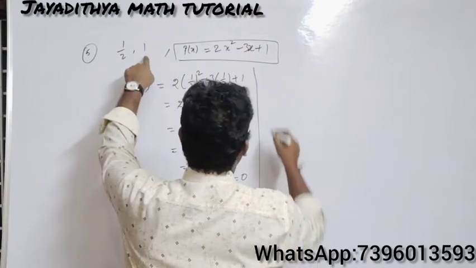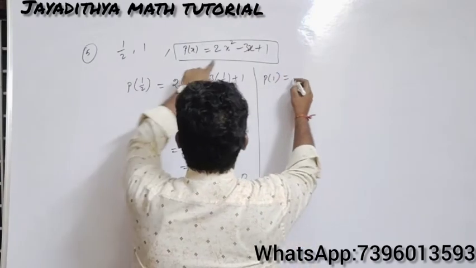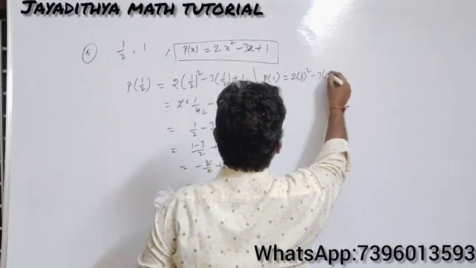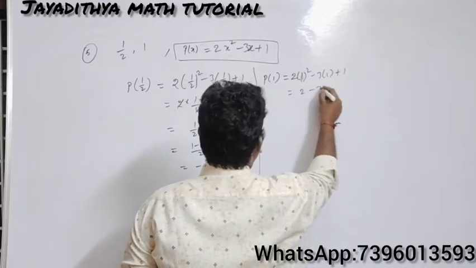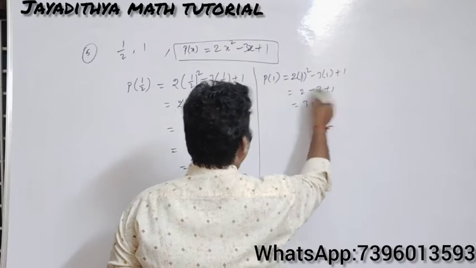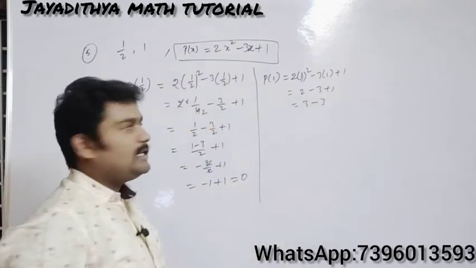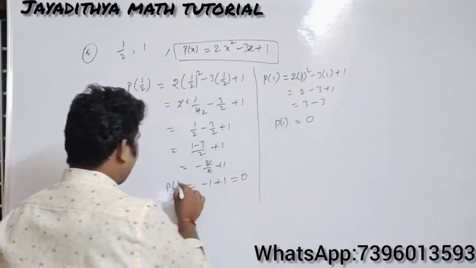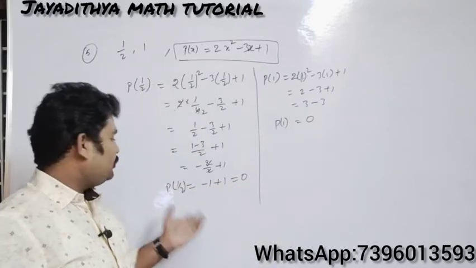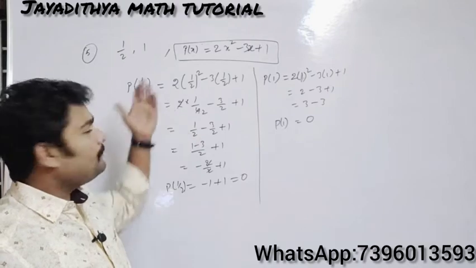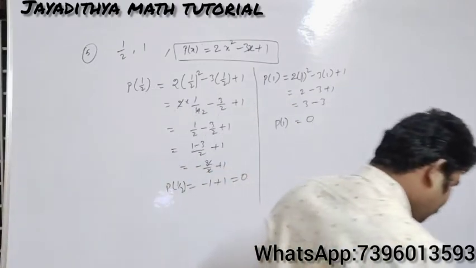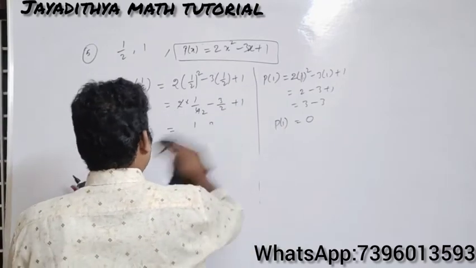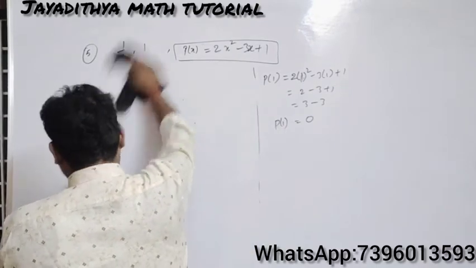And now you should check for 1 here. So p of 1. Check for p of 1. That is 2 into 1 square minus 3 into 1 plus 1. This is 2 minus 3 plus 1. This is also 3 minus 3. 2 plus 1 is 3 and you have minus 3. 3 minus 3 is equal to 0 now. So you got p of 1 is equal to 0 and also p of 1 by 2 is equal to 0. So you can say that both are the zeros of the given polynomial. Okay. So this is about your fifth question. Now let us go for the sixth one.